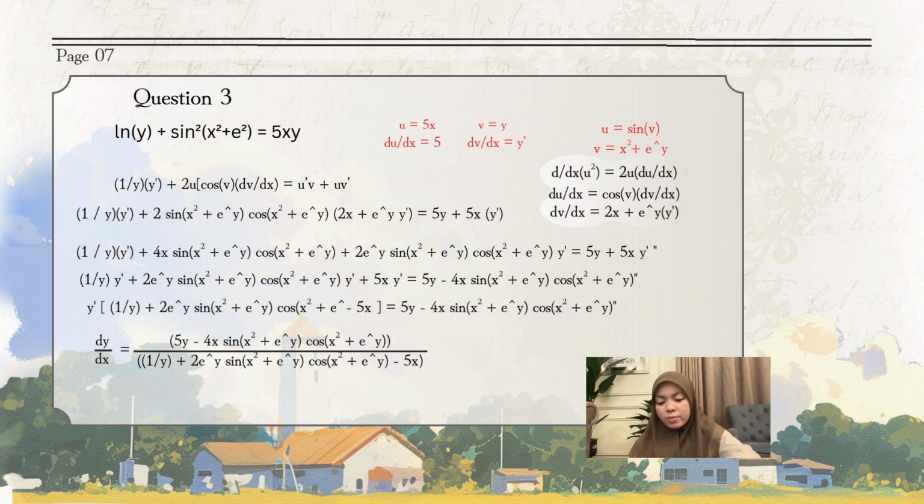Now I divide both sides by the bracket, and dy over dx equal to 5y minus 4x sin x squared plus e to the power of y cos bracket x squared plus e to the power of y, divided by 1 over y plus 2e to the power of y sin x squared plus e to the power of y cos bracket x squared plus e to the power of y minus 5x. And that is the final answer.